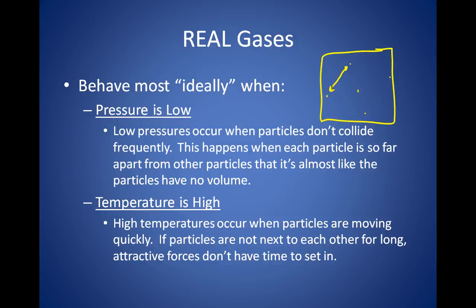And secondly, they're going to behave most ideally at high temperatures. Why would that be? Well, if those particles are moving really, really fast and they collide, they're going to move apart from each other really fast as well. That's really hard to show in that picture, but imagine that each of those dots are moving very, very quickly. So there's not going to be enough time for them to get attracted or repelled by one another. So they're going to behave more like the particles collide elastically. So low pressure and high temperature both make a gas behave ideally.